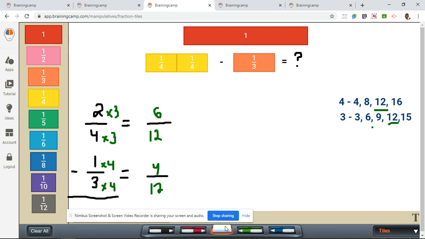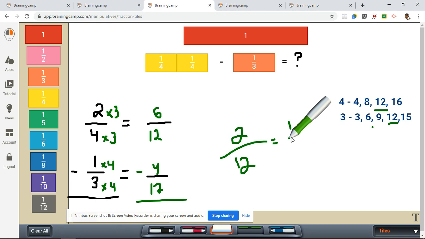So now if I have 6/12 and I'm going to subtract 4 from that, I'm going to end up with 2/12. Now this can be reduced, and it can be reduced, of course, to 1/6. How do I reduce?